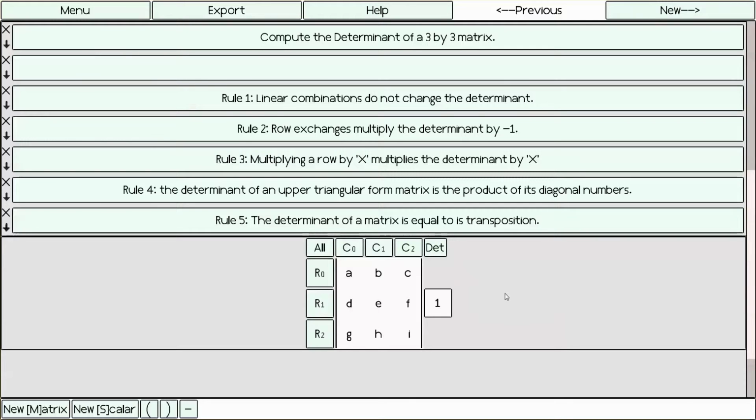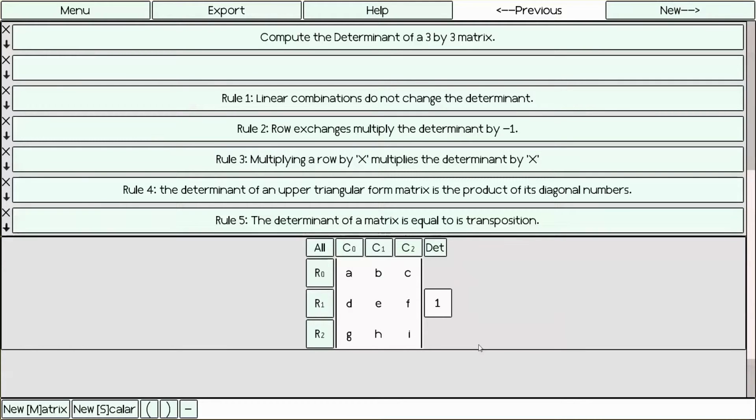So let's begin. First we're going to use the same strategy we always do in row reducing, where we're going to try to create zeros. We're going to try to create a zero here, here, and here. Once all of these are zero, by rule number 4, the determinant of this matrix will be equal to the product of each element on the diagonal.